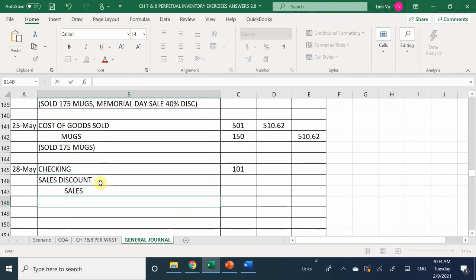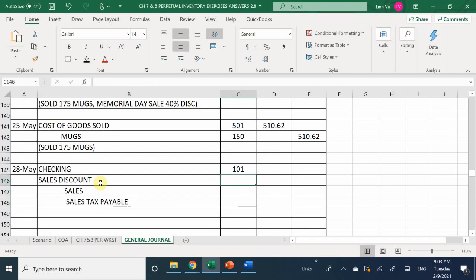What else do we also have to charge him too? Sales tax. Yes, we also have to charge sales tax. So again, sales discount is 501, sales is 401, and sales tax is 230. So here, let's go ahead and calculate how much his total sales is going to be.